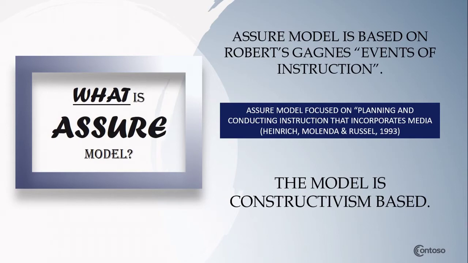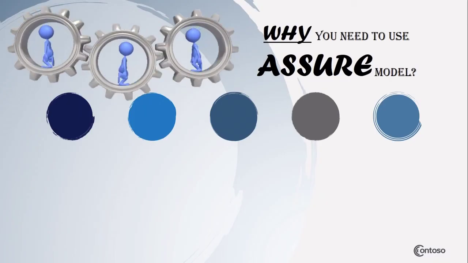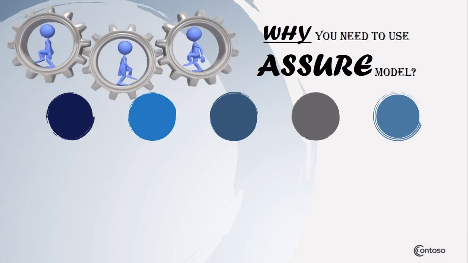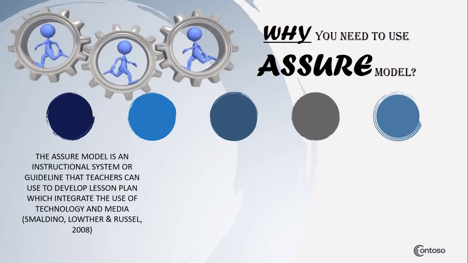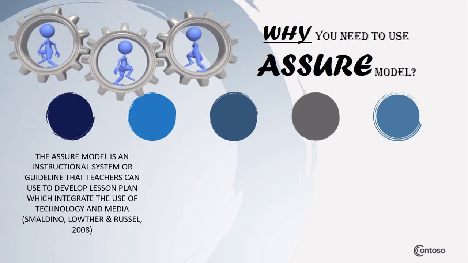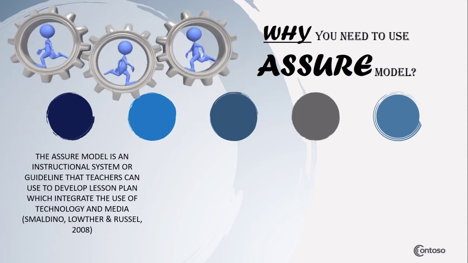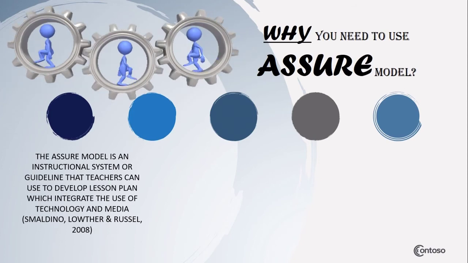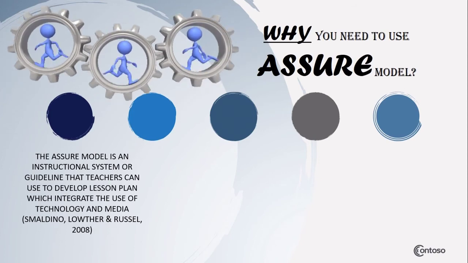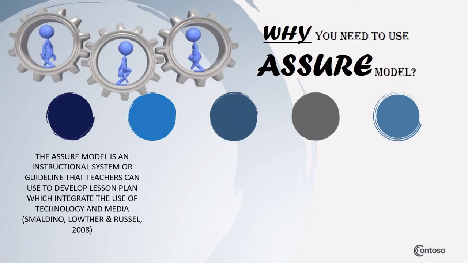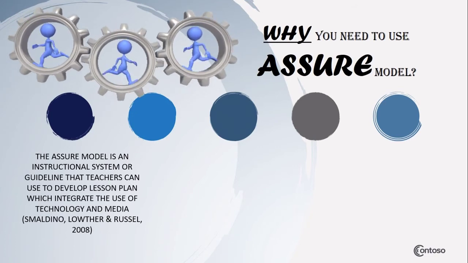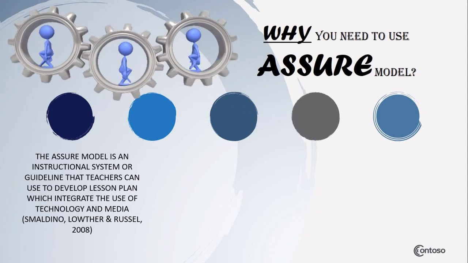In other words, it is a framework that assumes passive learners will not learn at their best, but learners must be actively participating in their own learning, interacting with their environment and peers. Now, why should you use the ASSURE model? The ASSURE model is an instructional system or guideline that teachers can use to develop lesson plans which integrate the use of technology and media, according to Smaldino, Lowther, and Russell. And of course, it places the focus on the learners and the overall outcome of accomplishing learning objectives.